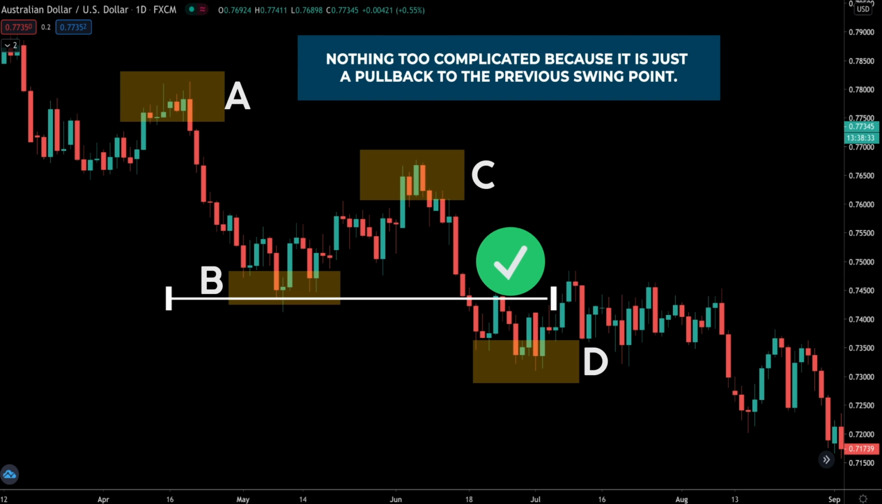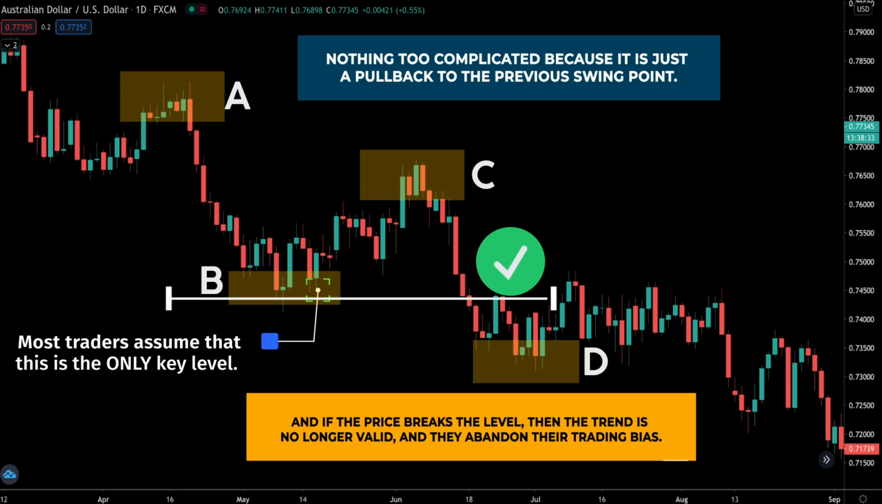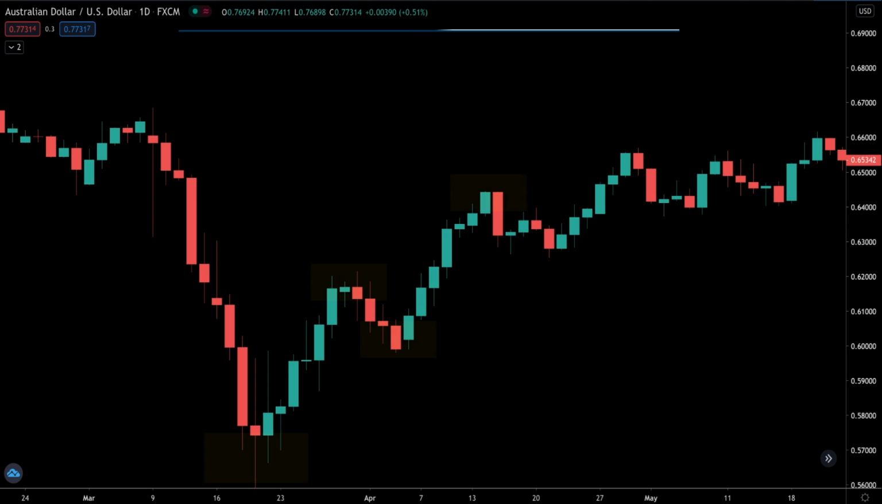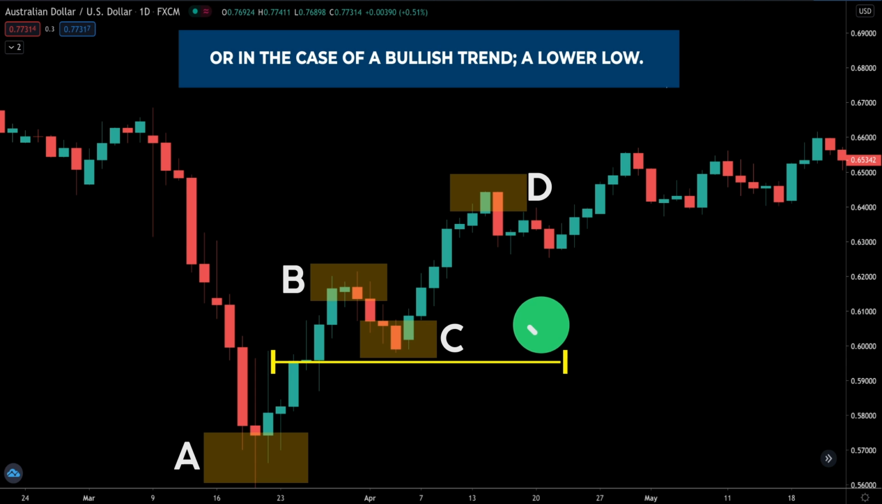But here's the common mistake that most traders make. Most traders assume that the previous swing point is the only key level, and if the price breaks the level, then the trend is no longer valid and they abandon their trading bias. Now, this is not correct because price has not violated the overall market structure, meaning to say that price hasn't made a higher high in this case, or in the case of a bullish trend, a lower low.